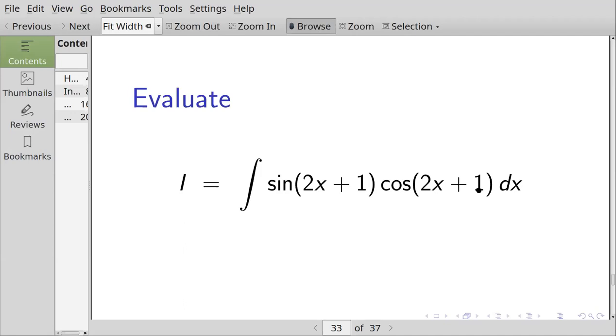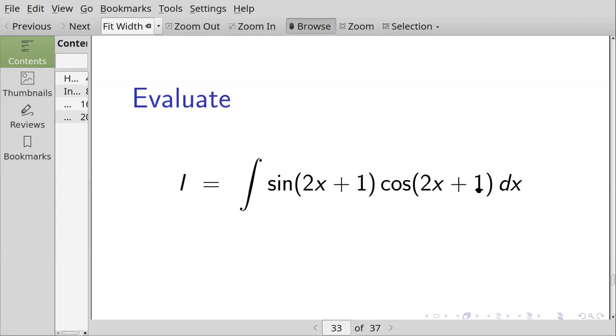You can also multiply by 2 and divide by 2. So what will be the u and the du over here? You can either let u equal cos of 2x plus 1, and then du is minus sine of 2x plus 1 times 2. Or you could let u equal sine of 2x plus 1, and then du equals cos of 2x plus 1 times 2. So if you did that substitution, it would be the integral of u du divided by 2. If you did it both ways, the final answer may look different, but they would only differ by a constant. So I can see two possible substitutions.